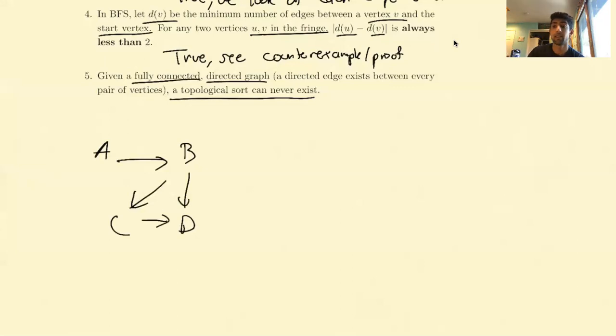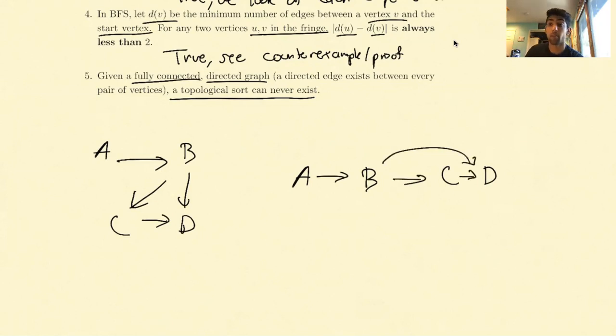Notice that we can order the vertices in this graph A, B, C, D such that all of the edges point from left to right, right? So that's what it means to have a topological sort: an ordering of the vertices such that if we were to redraw the graph on this ordering, all of the edges point from left to right.